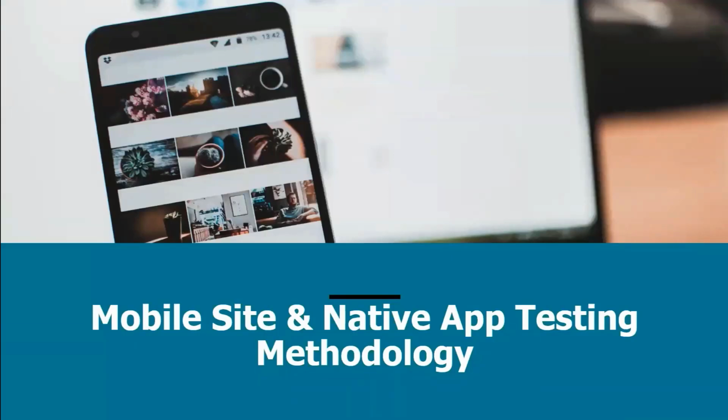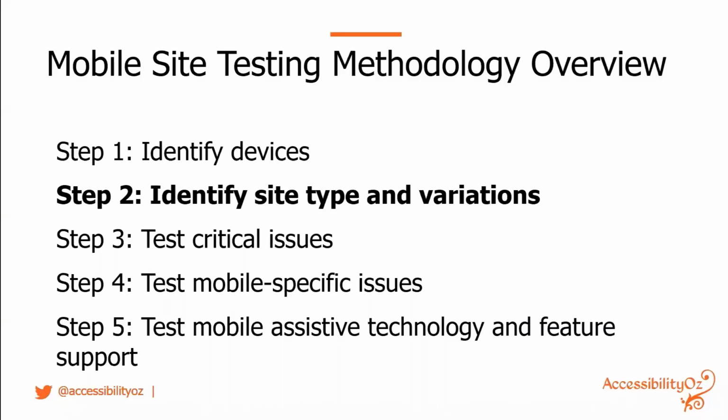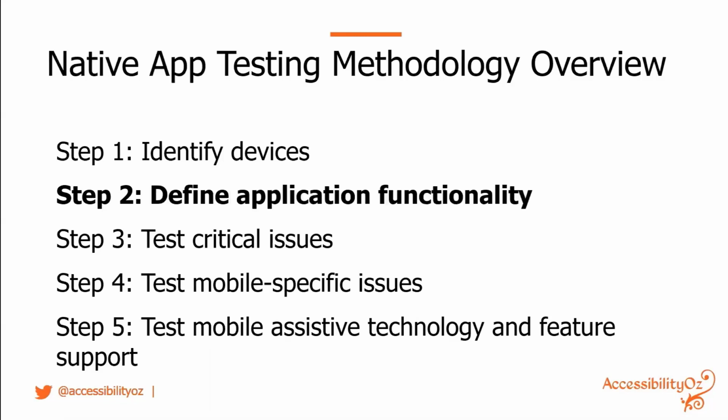Now, the methodology for the mobile site and native app are very similar with the exception of step 2. So for the mobile site testing methodology, there are 5 steps. Step 1, identify devices. Step 2, identify site type and variations. Step 3, test critical issues. Step 4, test mobile specific issues. Step 5, test mobile assistive technology and feature support. For native apps, everything is exactly the same except for step 2, which is define application functionality.